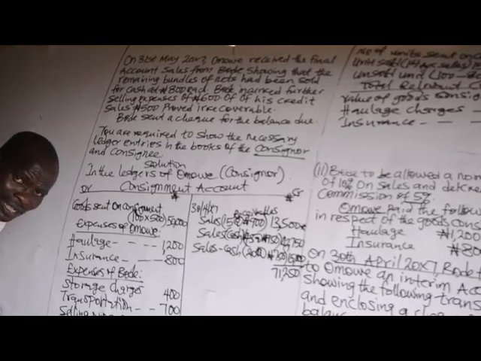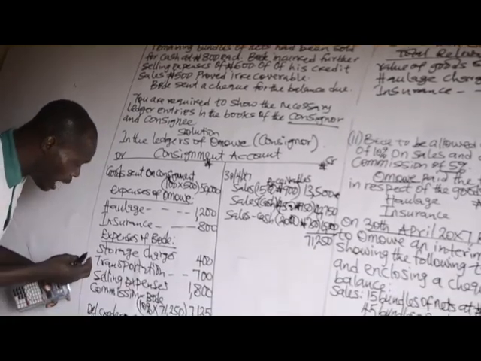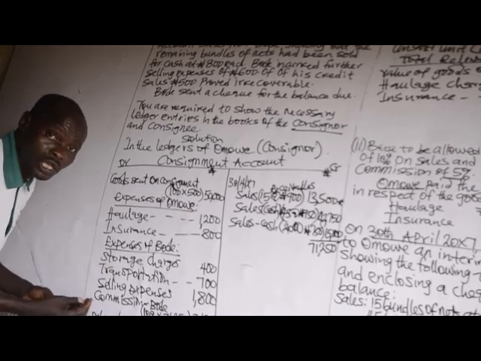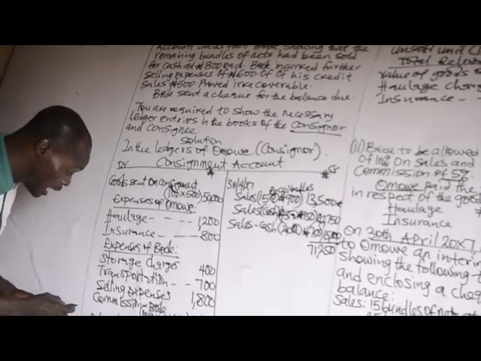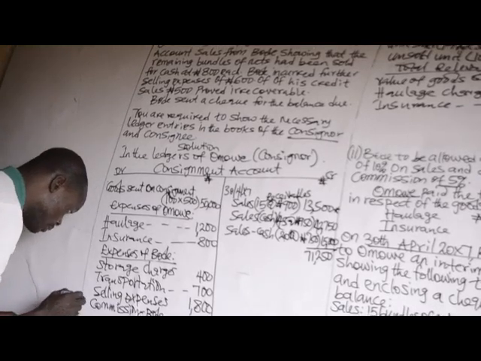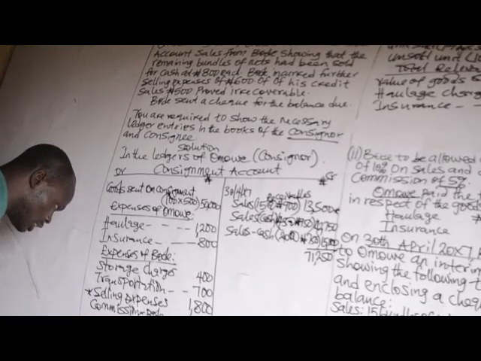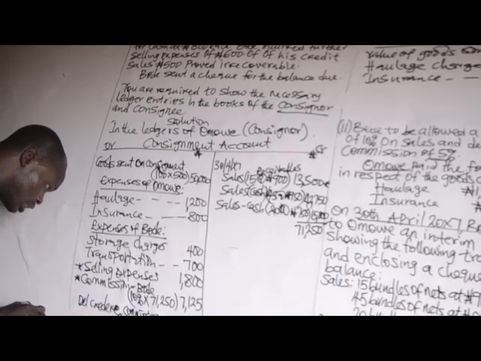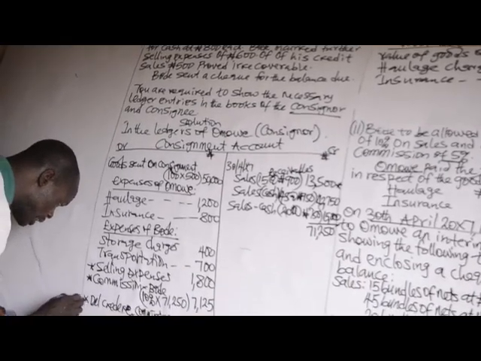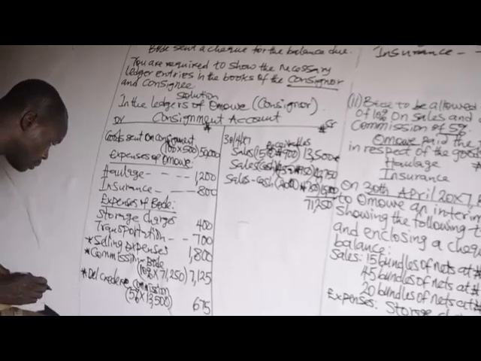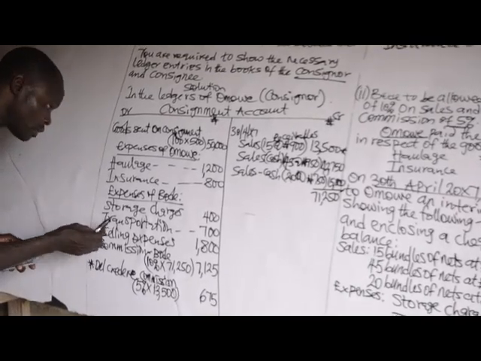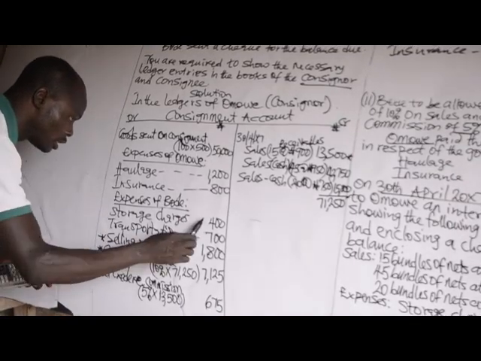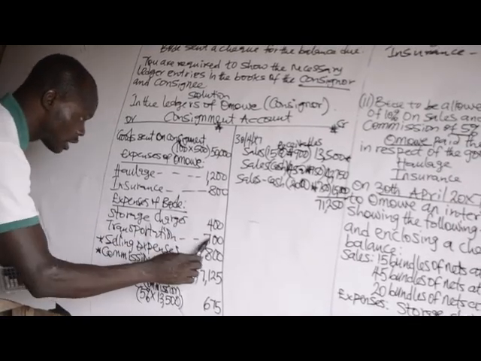I've told you that all the expenses of the consignor will be considered, except those expenses that relate to sales being made. You will exclude the expenses that relate to sales. Selling expenses relate to sales, therefore they should be excluded. The commission relates to sales, it should be excluded. Del credere commission also relates to sales, therefore it should be excluded. The only relevant expenses are storage charges and transportation. Storage charges of 400, transportation of 700.